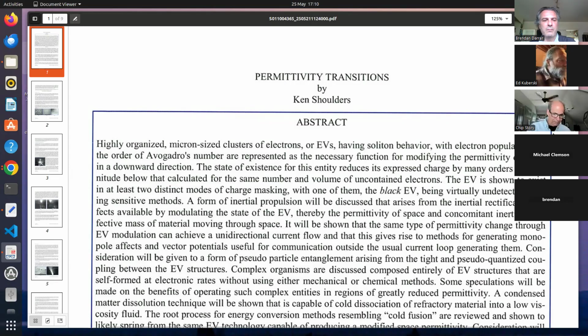And this paper, permittivity transitions, am I saying that right, Chip? Permittivity transitions. Yeah, this is probably the best paper, I think, of all the papers from Ken Shoulders.